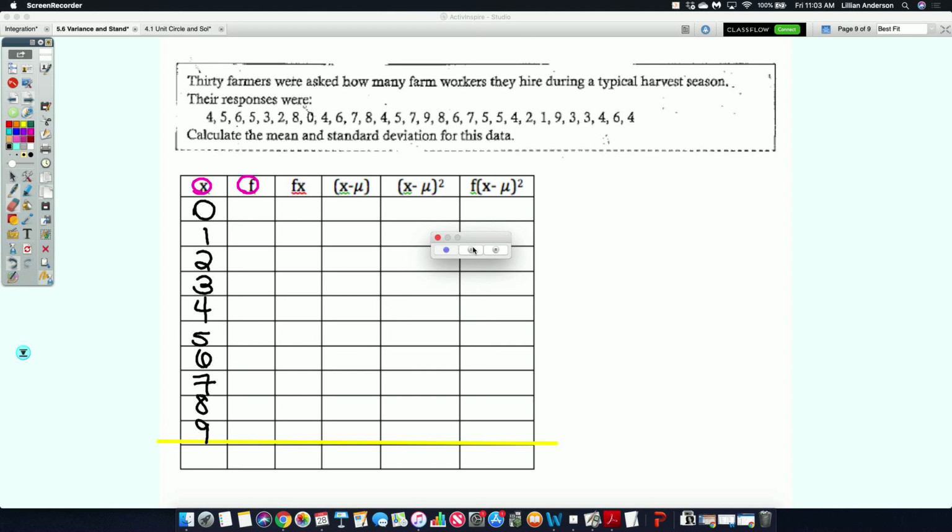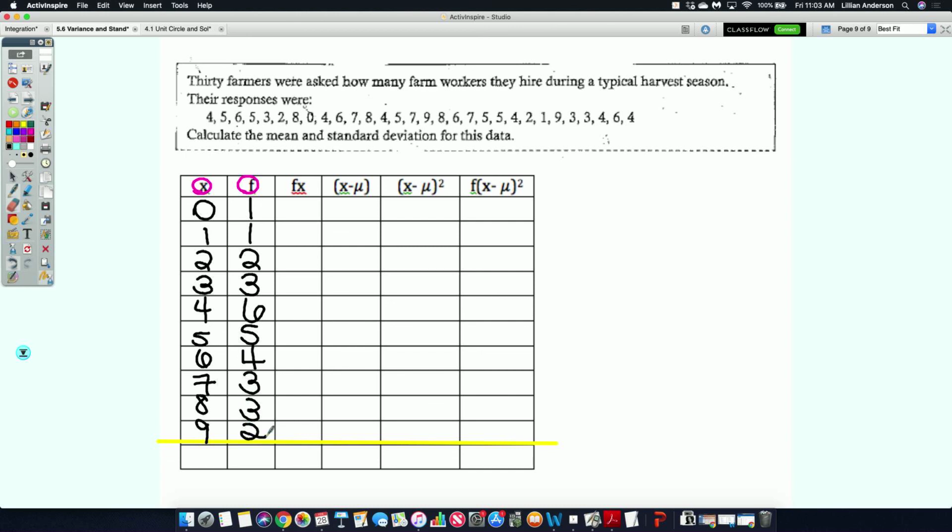How many zeros? How many ones? 1. How many twos? 2, 3, 3, 4, 6, 5, 5, 6, 4, 7, 3, 8, 3, and 9, 2. Okay? I can always double check to make sure you guys did this right because all of my frequencies should add up to equal what? 30. So this becomes 4, 7, 13, 18, 22, 24, and 6 make 30.